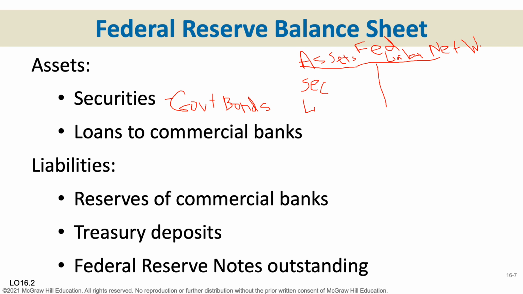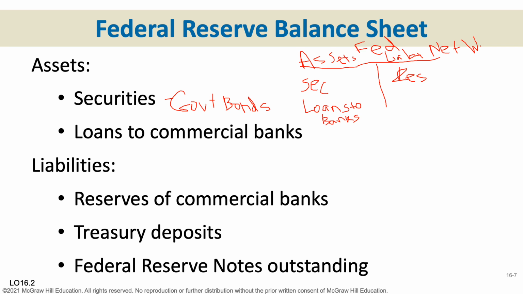Another asset: we said the Federal Reserve was the lender of last resort to banks. So loans to commercial banks is an asset because it's money that the banks are going to have to pay back to the Fed. So keep in mind, these are loans, but they're loans to banks. All right, and then the only liability that we actually work with over here is the banks' reserve account.